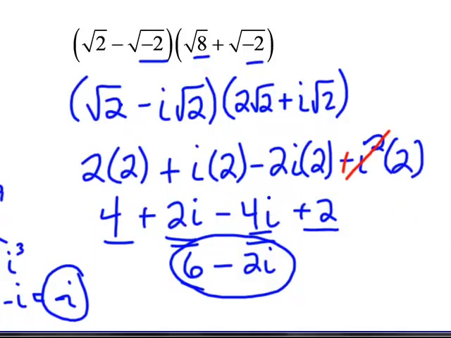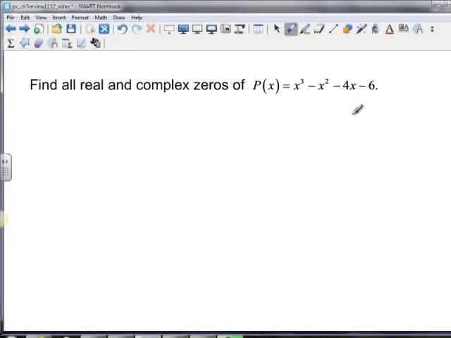All right? Next one, find all real and complex zeros of this nasty, nasty polynomial. P of x equals x cubed minus x squared minus 4x minus 6. So one of the first things that I'd want to do is look at the graph. And when I look at the graph, I notice that 3 is a 0.